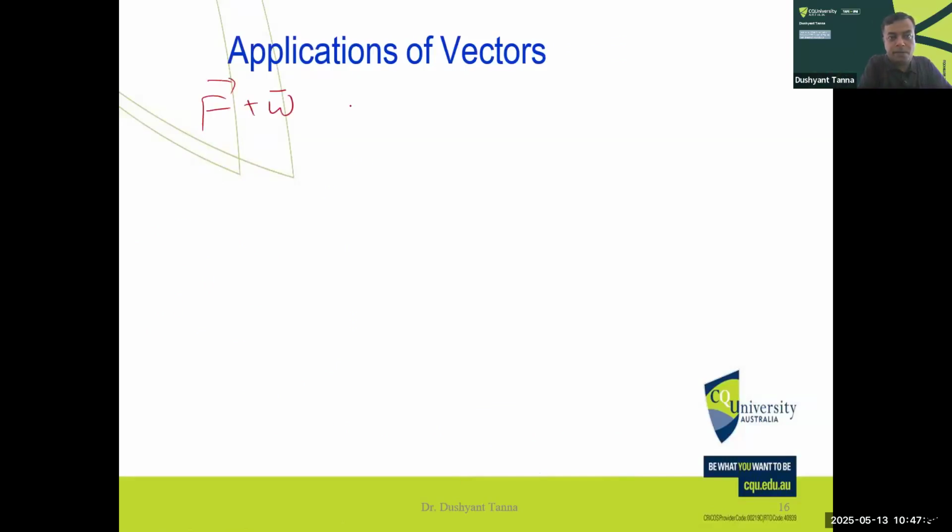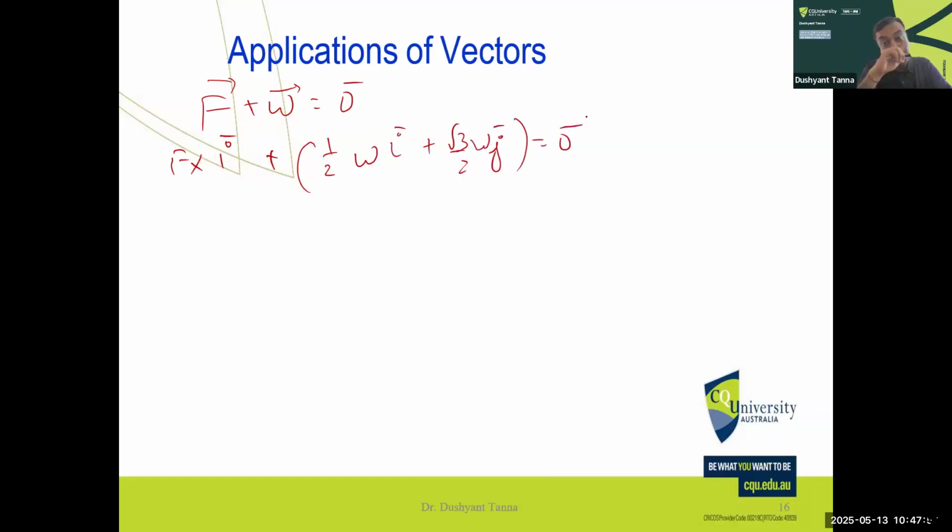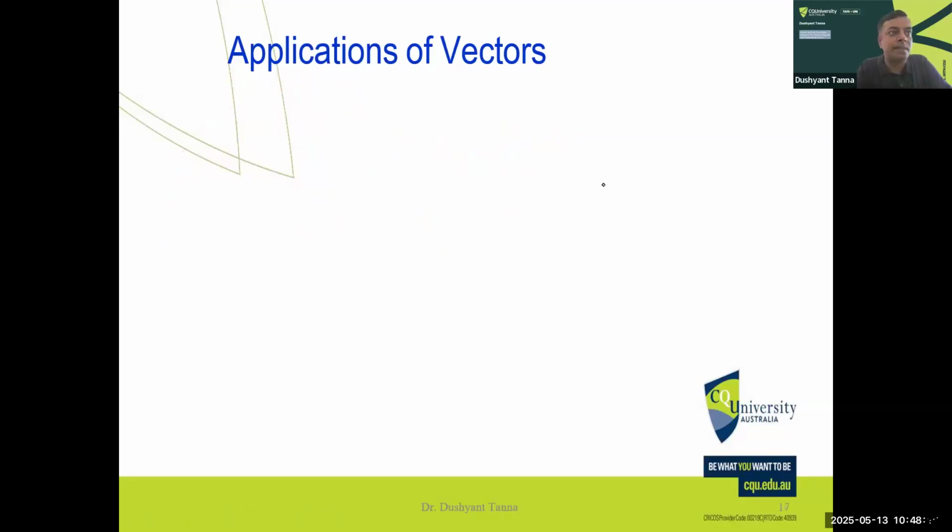Here, and W is a zero vector. F is simply Fx i. W we know is half W i, root 3 over 2 W j is 0. Collect the i and j parts. So Fx plus half W. This is more or less similar to what we just did. And root 3 by 2 W j is 0. Okay.